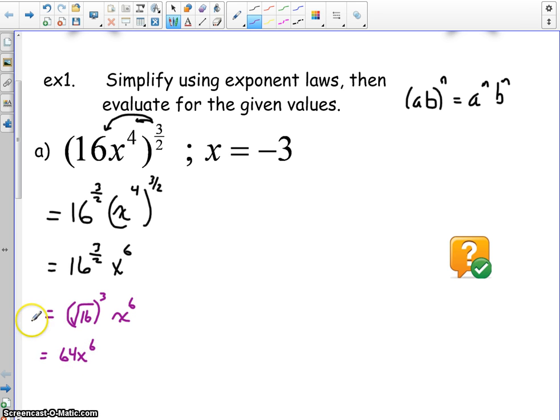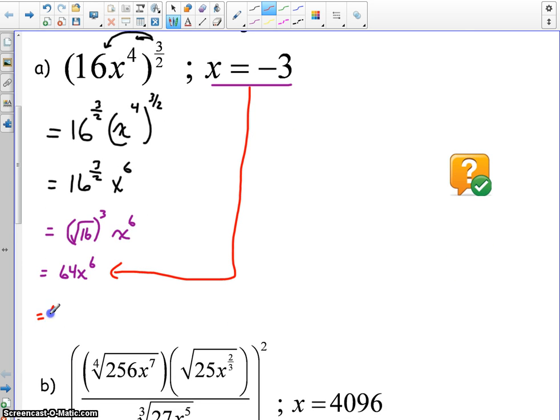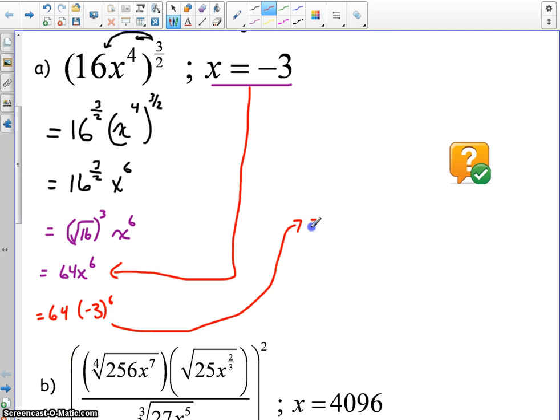Now that I've simplified as much as I possibly can, now I can use the fact that x equals negative 3 and substitute that in the equation. So it's going to give me 64 times negative 3 to the exponent 6. Okay, and just to finish that off, negative 3 to the exponent 6 is 729. When you multiply that by 64, you get a large number, 46,656. Okay, so that's a typical type of example you might see.